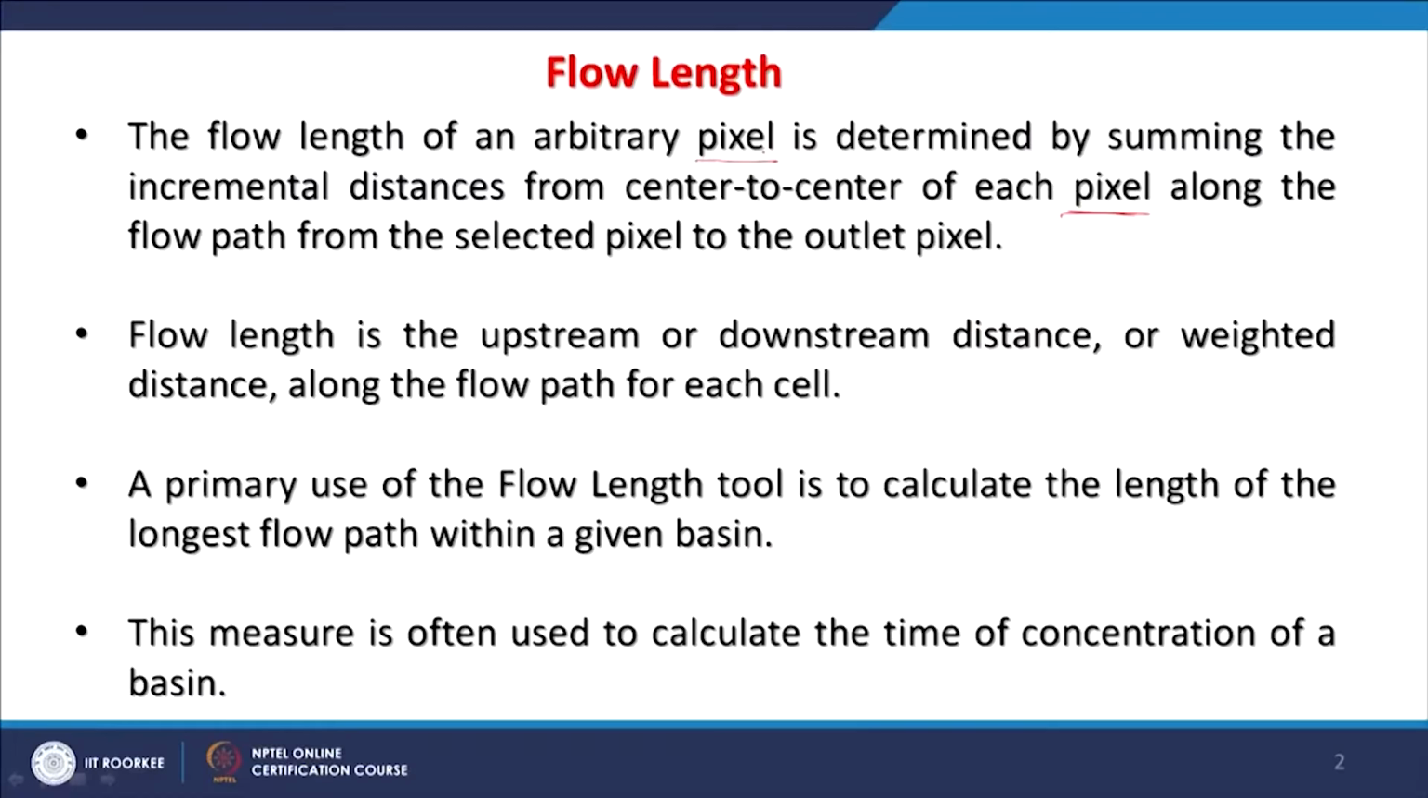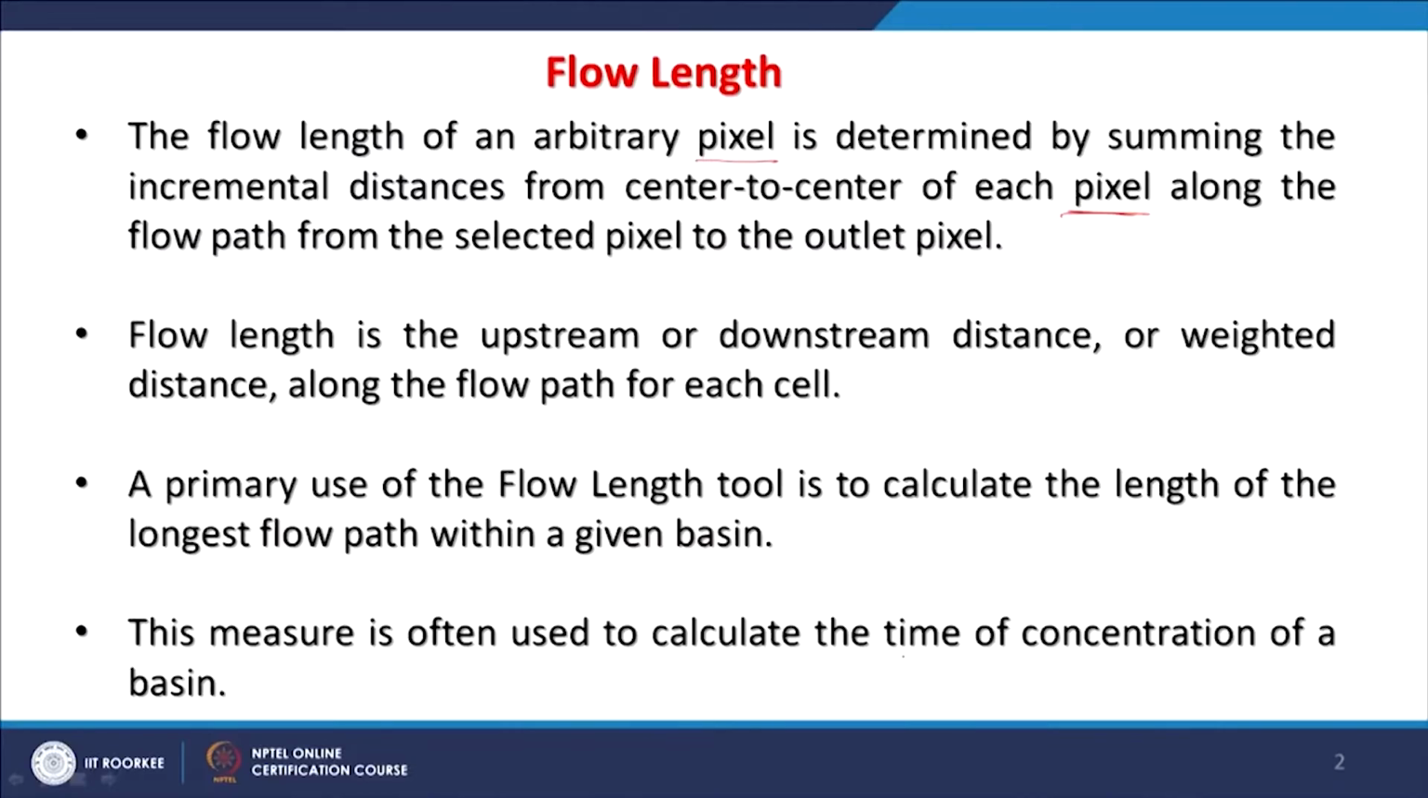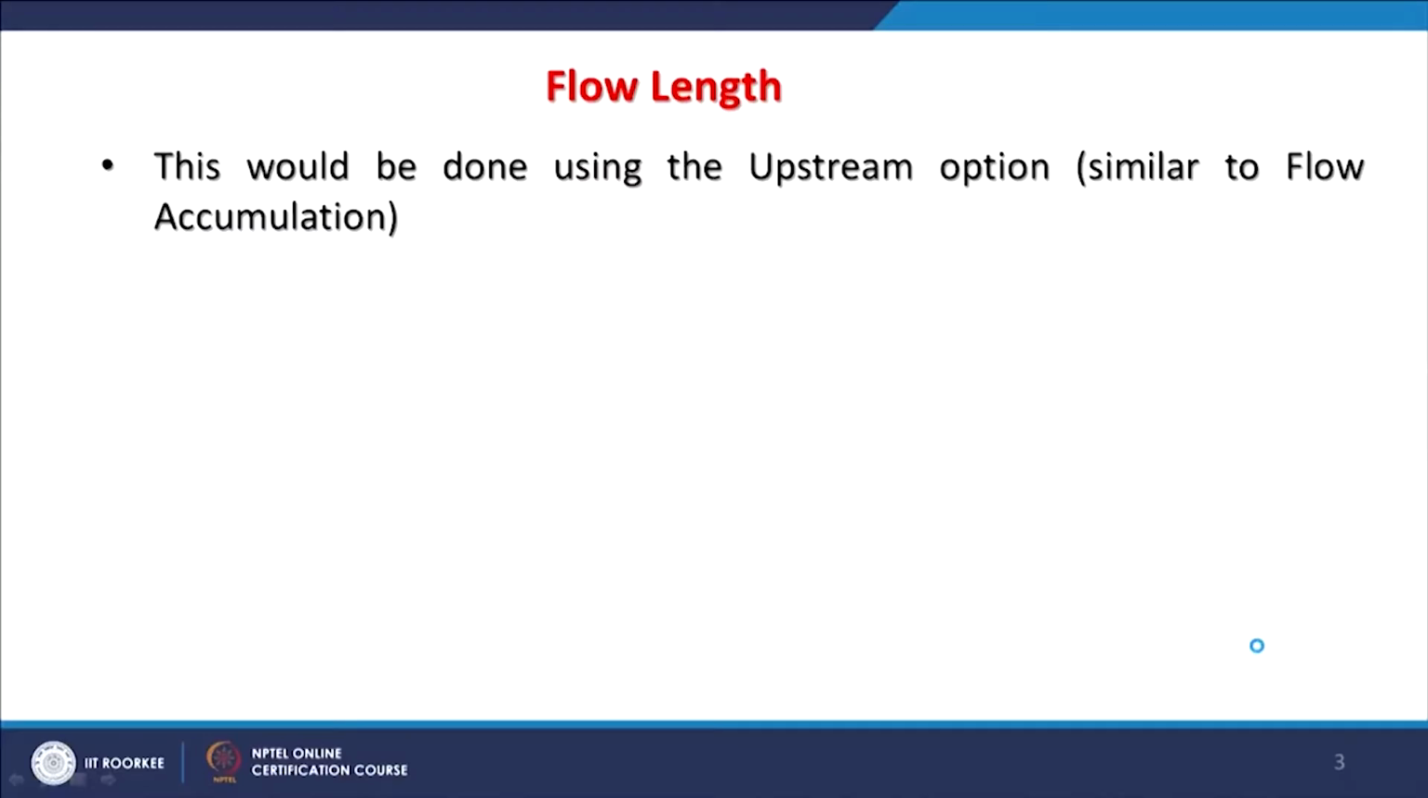So, that we can determine through this step in surface hydrologic modeling, and this flow length is often used to calculate the time of concentration of a basin, which is directly linked with flood forecasting. Also it may be related with sediment flow or maybe some other pollutants, because this is after all time of concentration, how much time it would take to reach a particular location. And this flow length will be derived using the upstream option, similar to flow accumulation as we do. And this is because it is a sequential processing in surface hydrologic modeling.